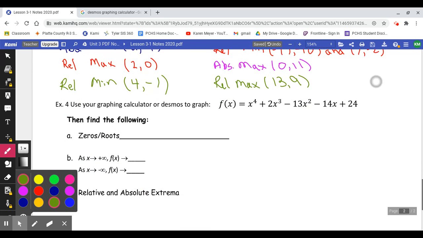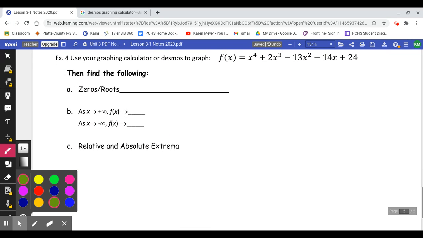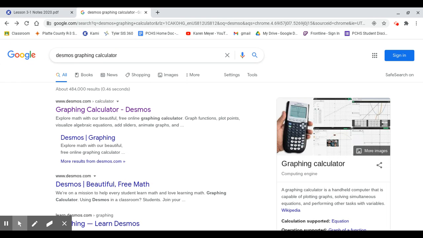So now what we're going to do is take this last question here and put all the different key features we talked about together. Now, if you have a graphing calculator at home, feel free to use it. If not, we're going to go out on the internet and use a site to help us. So I go over to Google and type in Desmos graphing calculator, and the very first one pops up. So I'm going to click on that.